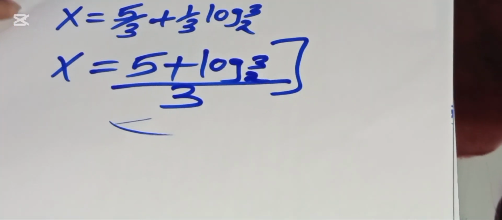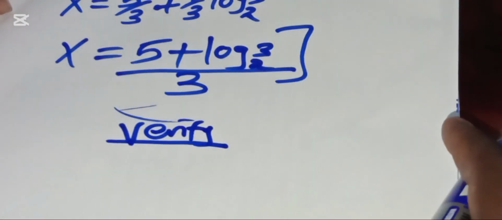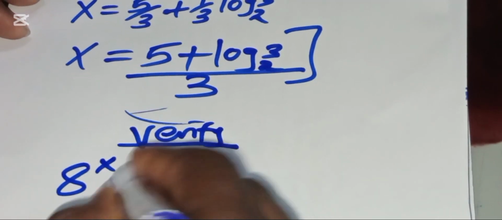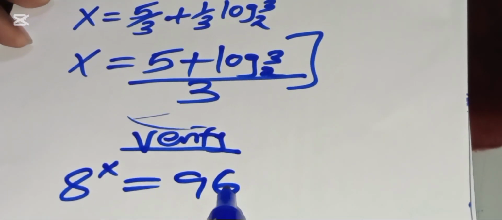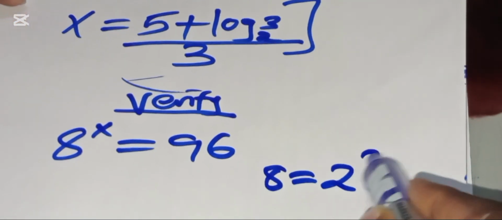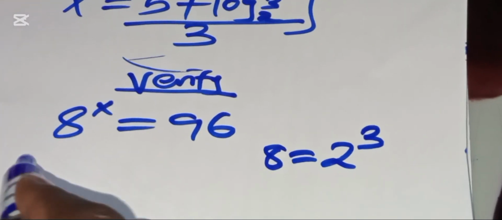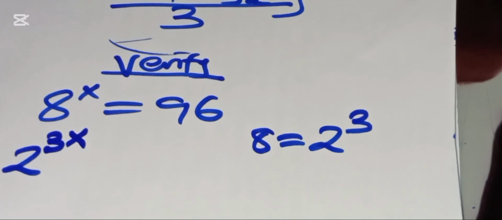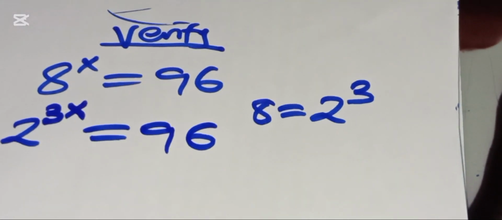Now let's verify that this value of x satisfies the equation. If you recall, 8 raised to power x is supposed to be equal to 96. We've seen that 8 can be expressed as 2 raised to power 3. So let's substitute this back into 8 raised to power x. We'll have 2 raised to power 3 multiplied by x, so that becomes 3x. This is supposed to be equal to 96. So let's substitute the value of x.